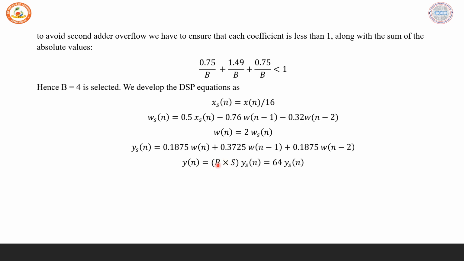So the product of b and s will be equal to 64. So 64 multiplied by ys of n should be your final answer. So you are scaling it back to restore the original value. With the help of these equations, we can very easily implement the code for the DF2 realization of IIR filter using the DSP processor.